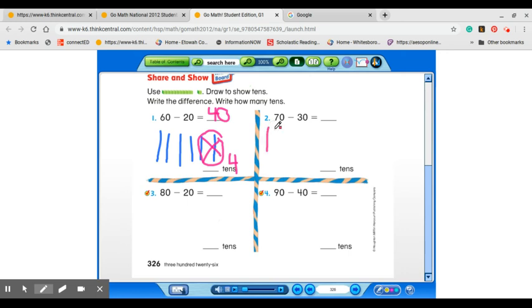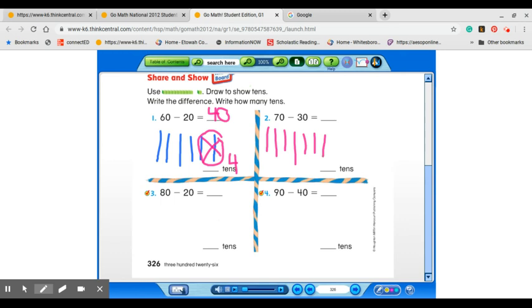1, 2, 3, 4, 5, 6, 7. As you can see, it almost looks like my Promethean. Sometimes the pen just goes very far down. I hope your page looks like my page. We have 70. We have 7 groups of 10 to represent 70.